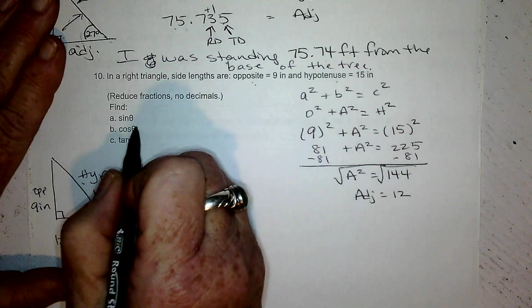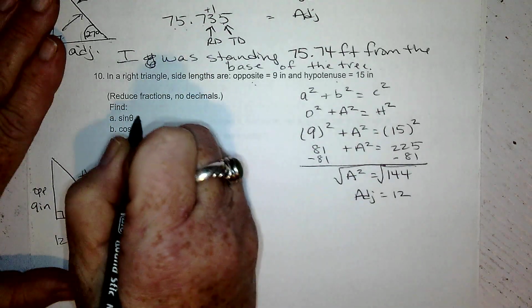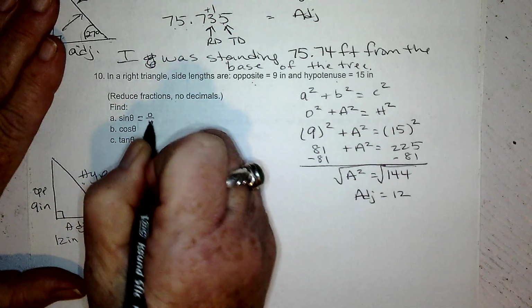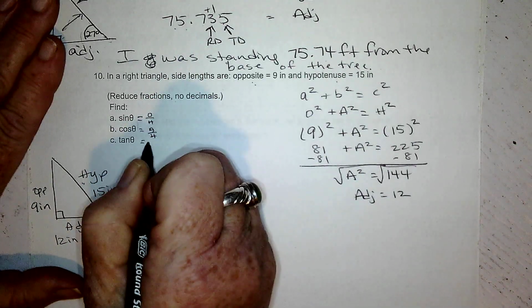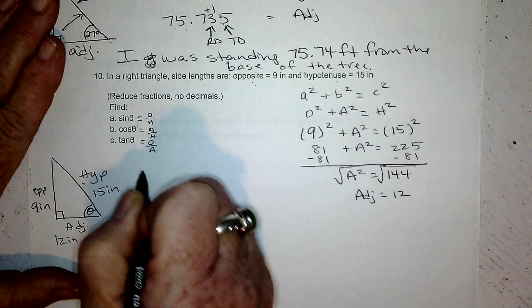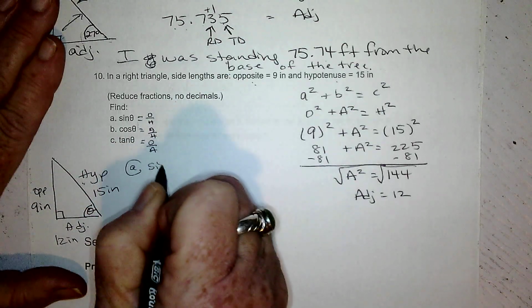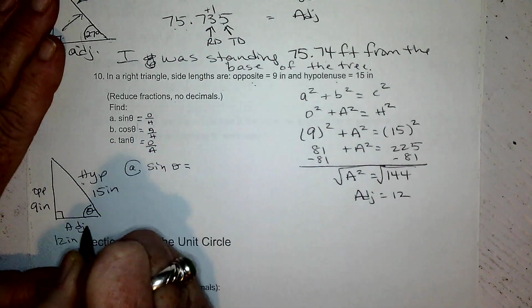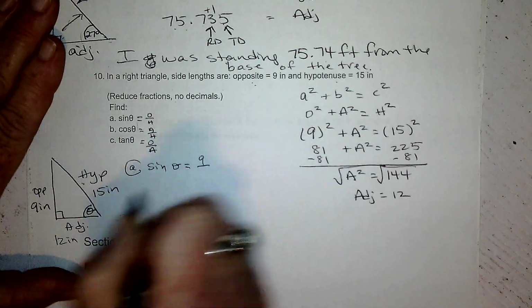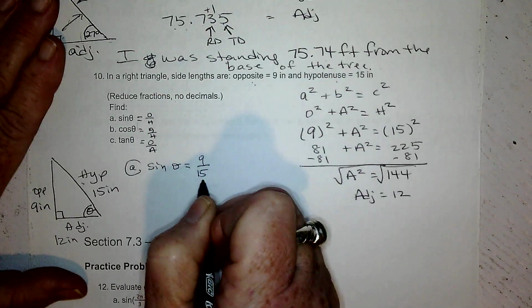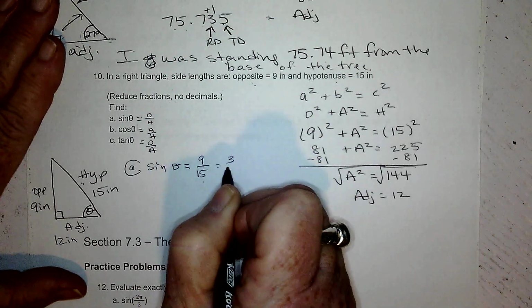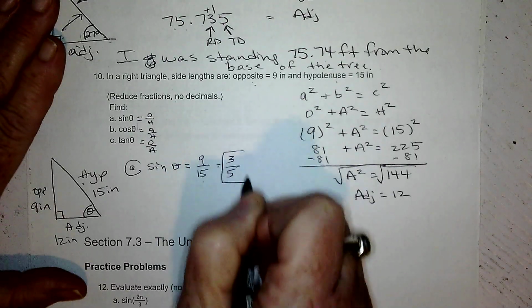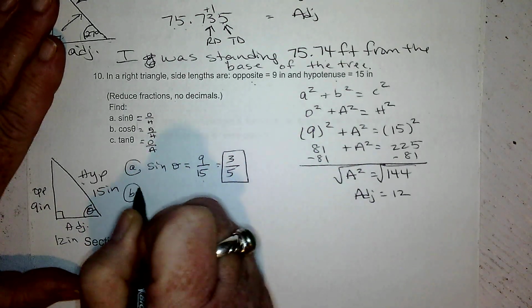Now we're going to find the sine, cosine, and tangent. Sine is opposite over hypotenuse. Cosine is adjacent over hypotenuse. And tangent is opposite over adjacent. So sine of theta is 9 over 15. We want to reduce that. They're both divisible by 3. 9 divided by 3 is 3. 15 divided by 3 is 5. So there's my sine.